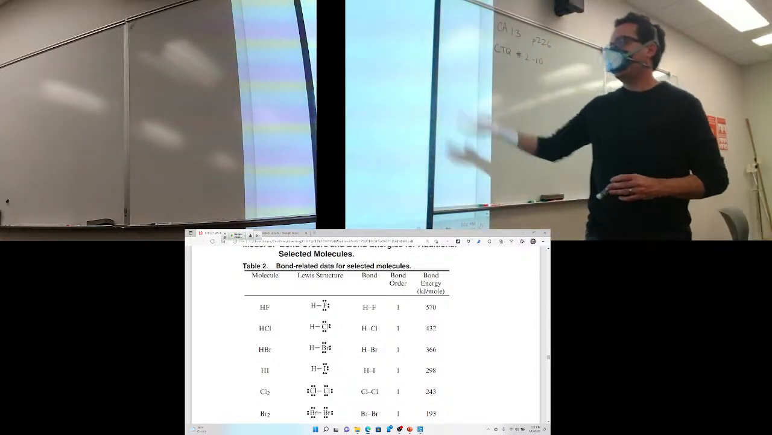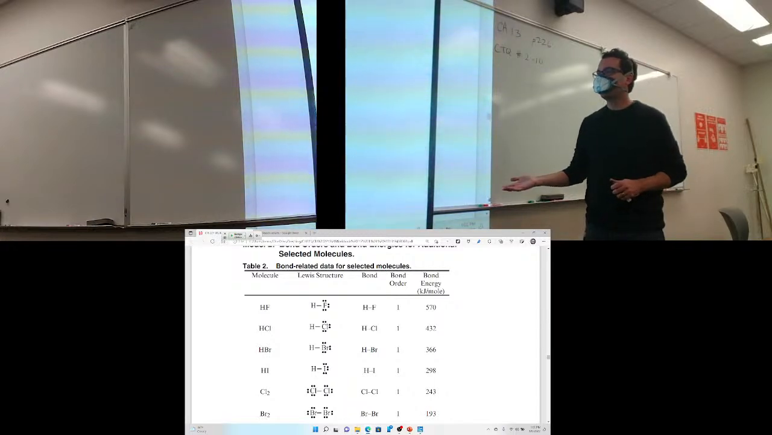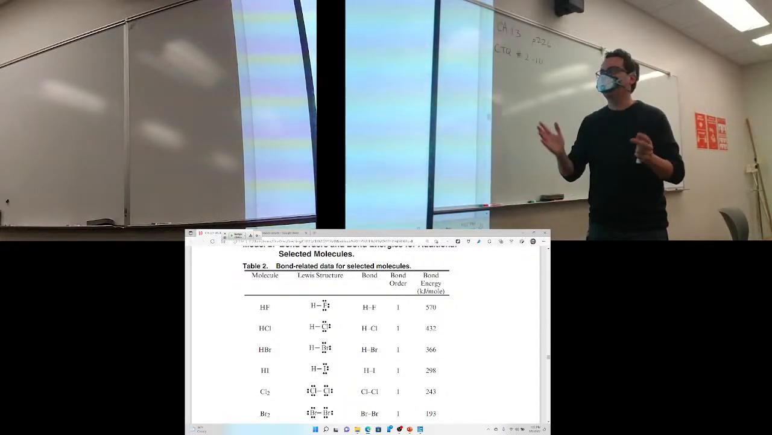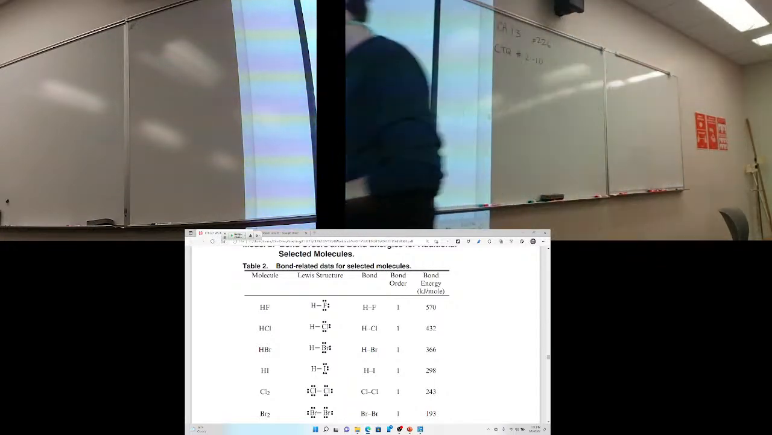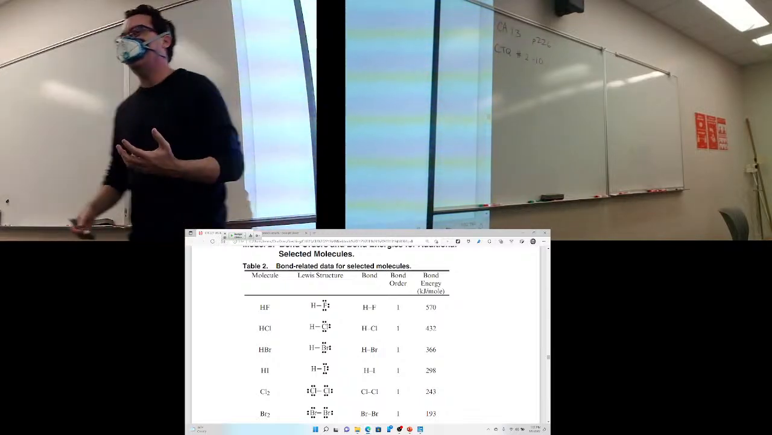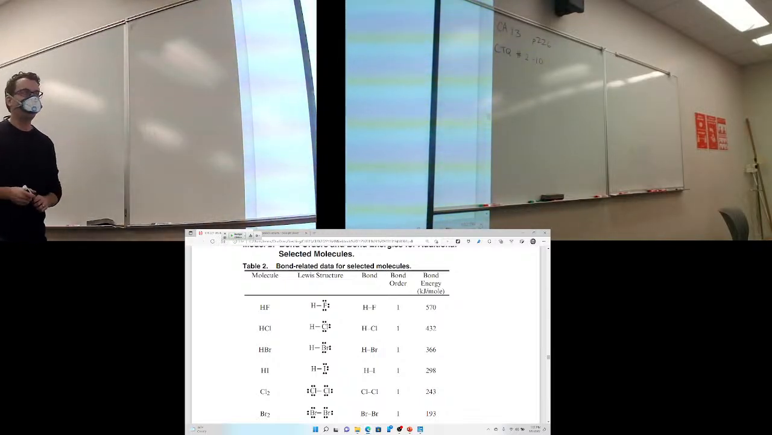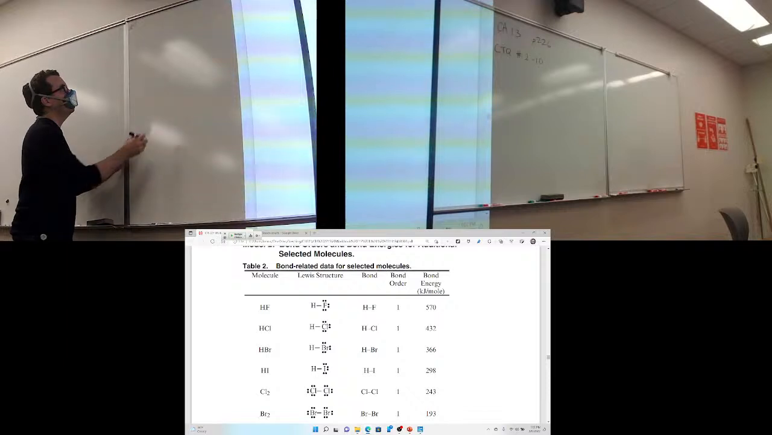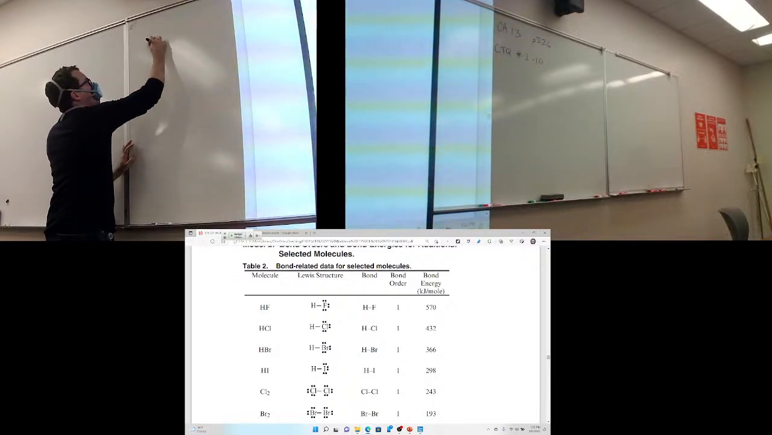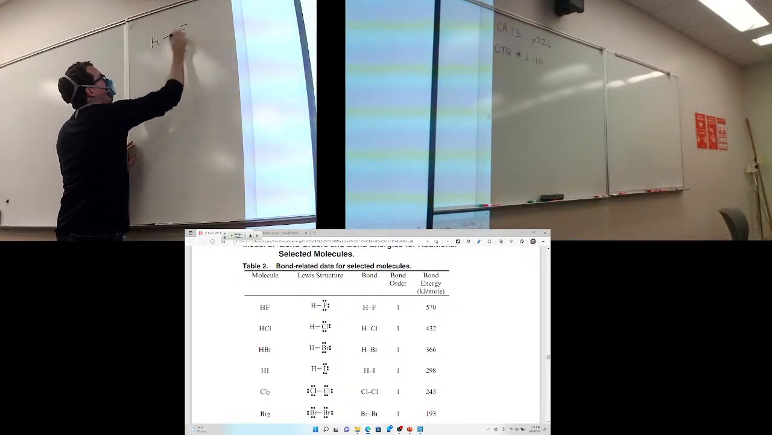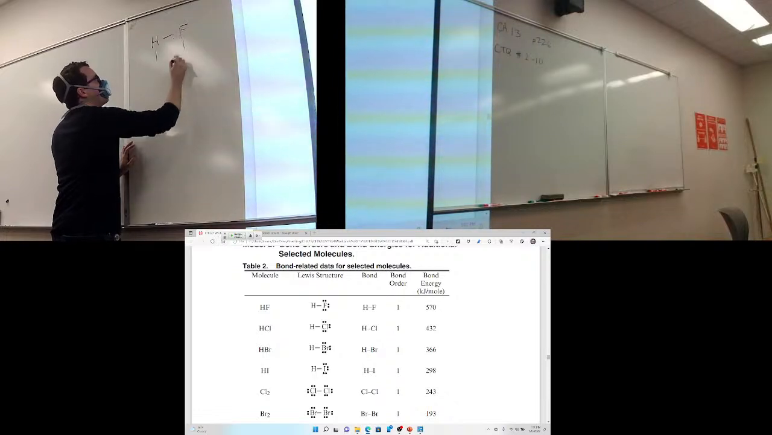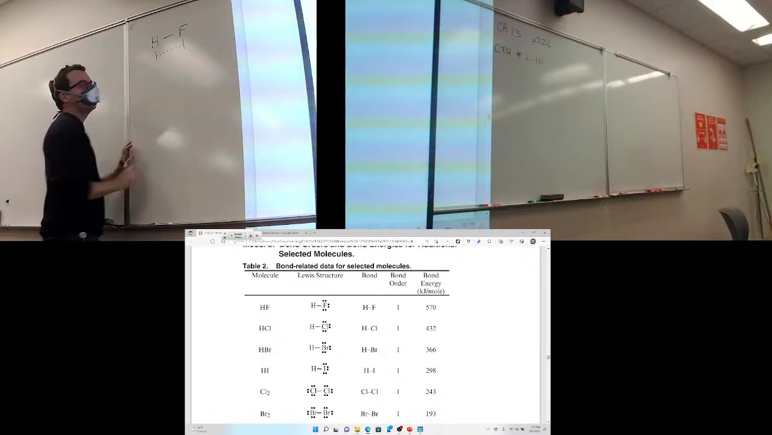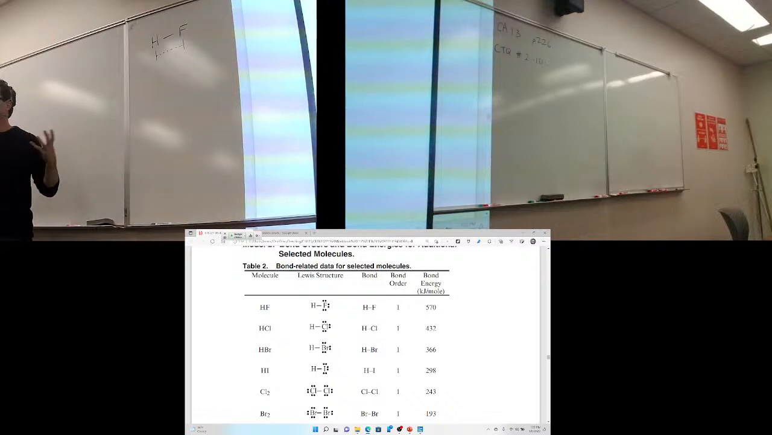So let's talk about size now. What do we think the size of the bond is going to be? I think we briefly looked at how to think about the size of a bond for a covalent bond. We kind of focused on ionic stuff earlier. But what you're basically doing is taking the center of one atom and the center of the other atom and measuring the distance between the two centers. That's how you measure the bond length.